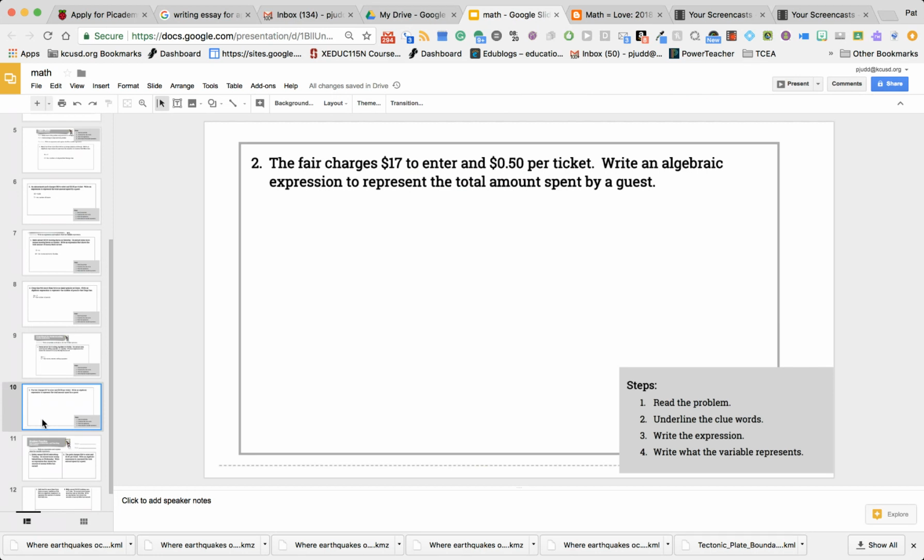On to the second final check for understanding. Same thing, take 1 minute, read through the problem, underline the clue words, and write your expression and what the variable represents. You don't know who I'm going to call on, so make sure that you are ready. And pause the video here. 1 minute, go.